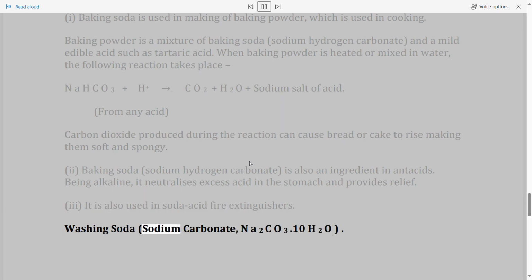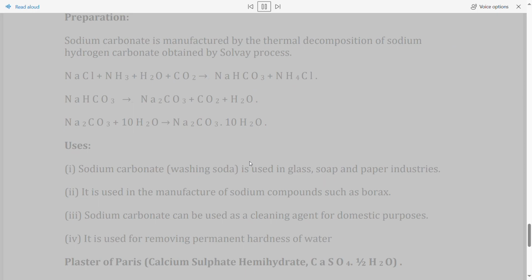Washing soda, sodium carbonate, Na2CO3.10H2O. Preparation: sodium carbonate is manufactured by the thermal decomposition of sodium hydrogen carbonate obtained by the Solvay process. NaCl plus NH3 plus H2O plus CO2 gives NaHCO3 plus NH4Cl. NaHCO3 on heating gives Na2CO3 plus CO2 plus H2O. Na2CO3 plus 10H2O gives Na2CO3.10H2O.